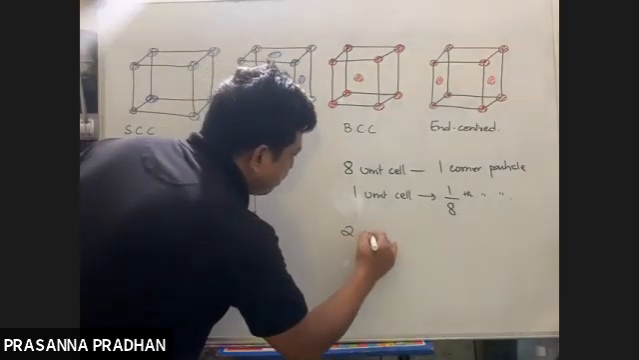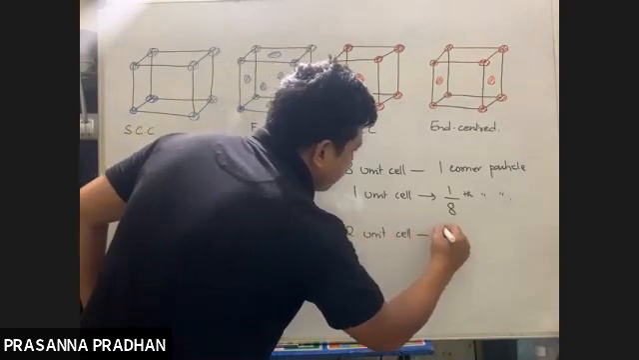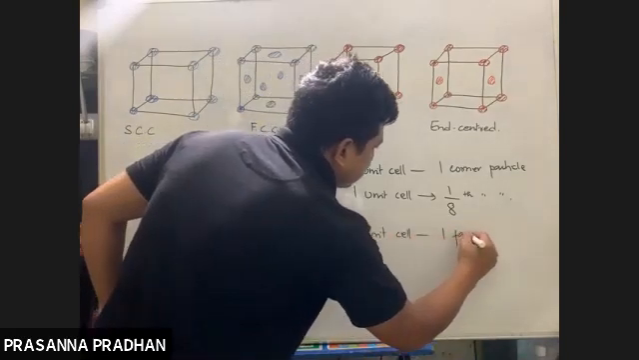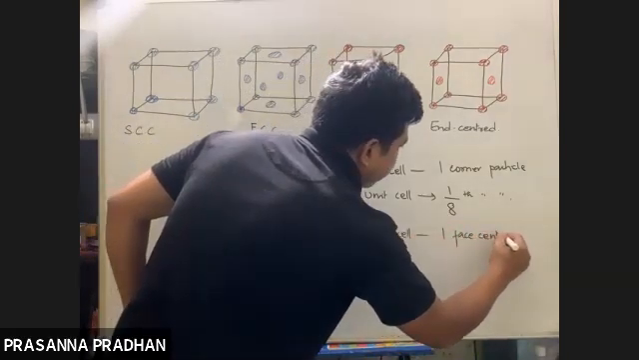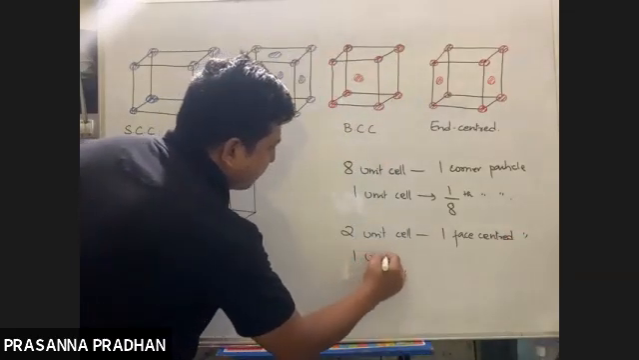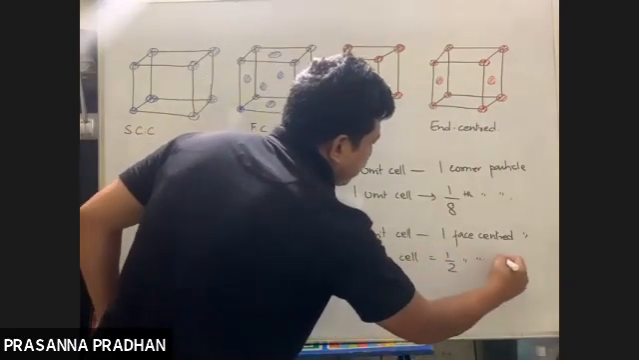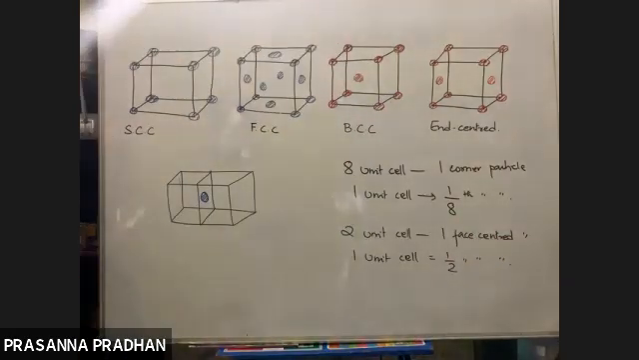So I can write down: two unit cells will share one face-centered particle. So one unit cell will get what fraction of the particle? Half a face-centered particle will belong to one unit cell. Fine?